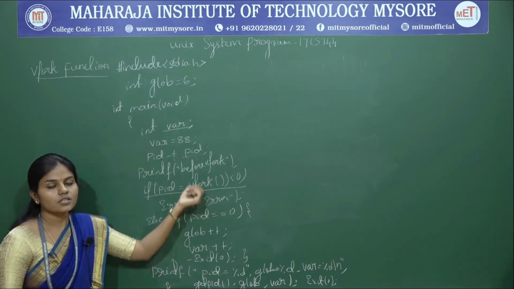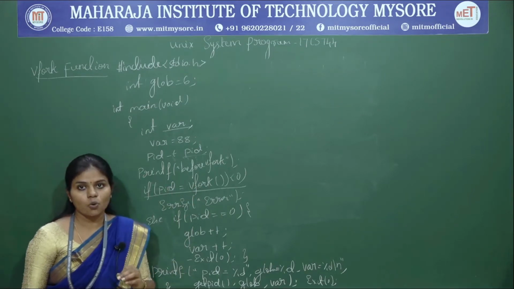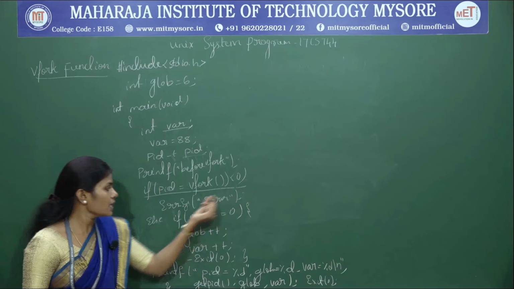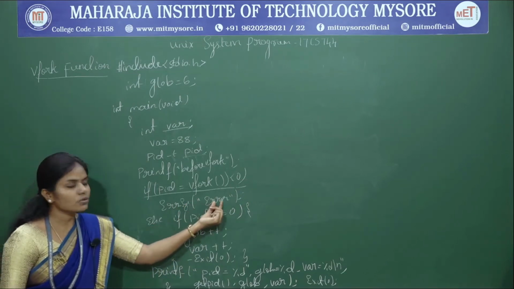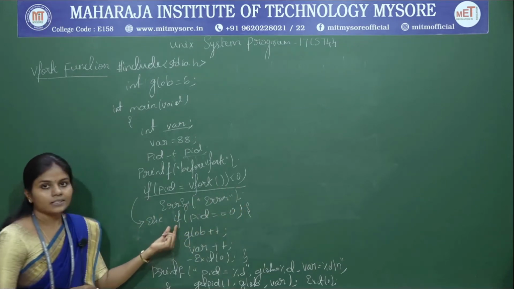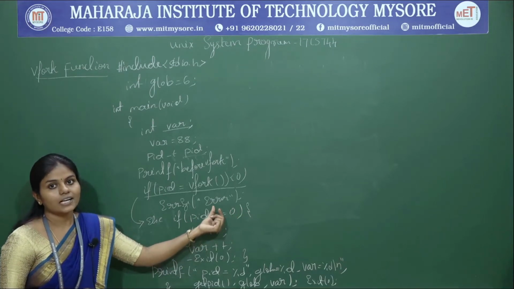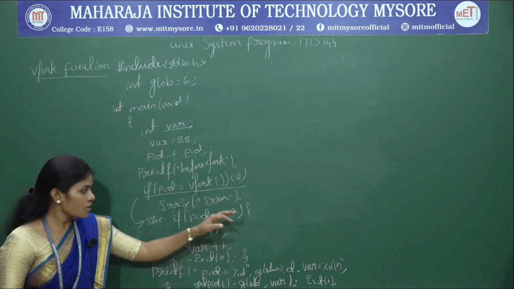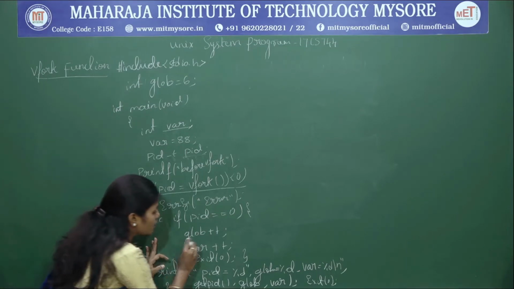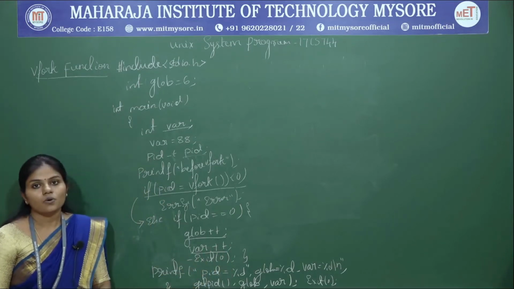If the child process is created successfully, it is going to return the value 0 or the pid value. If it is less than 0, then it indicates that there is some error, and it is going to return the error message. Next, if that is false, it comes to the else part. There pid equal to 0 indicates that the child process was created successfully. In the else part, I am going to increment the global value and then increment var.